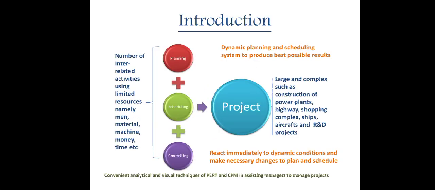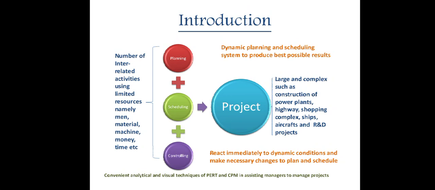So before understanding critical path method and project evaluation review technique, let us understand what is a project. A project is a number of interrelated activities which uses limited resources in an organization. It might be men, material, machine, money, time, etc. This project has three main phases, that is planning, scheduling and controlling. These three phases are involved in the projects which are large and complex in nature.